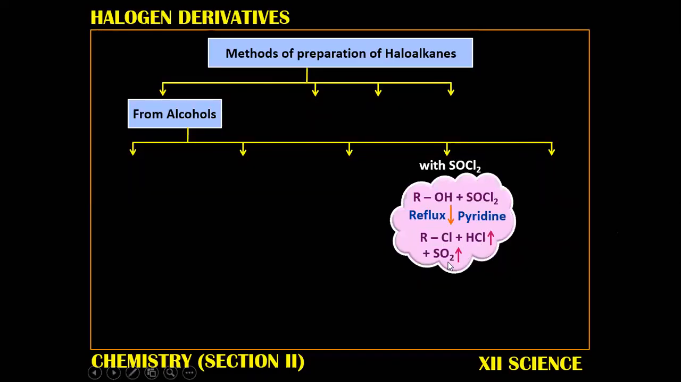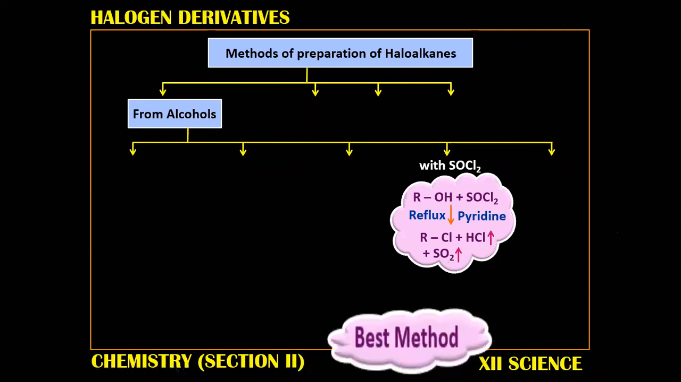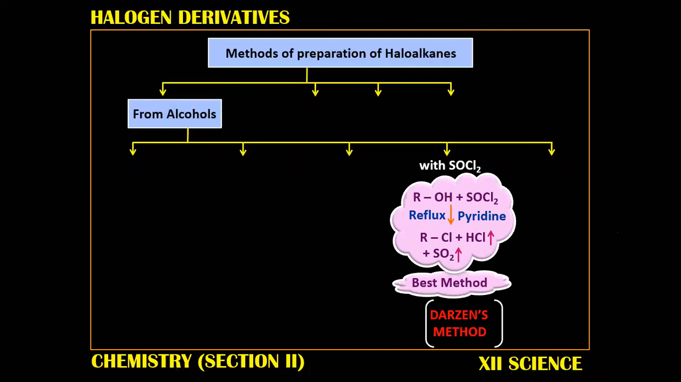Now this method is called Darzen's method, and it is the best method for preparing alkyl chloride. Darzen's method. Remember, write down the name of this SOCl2, thionyl chloride.